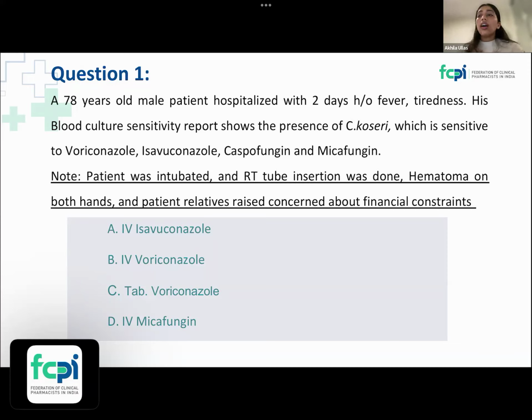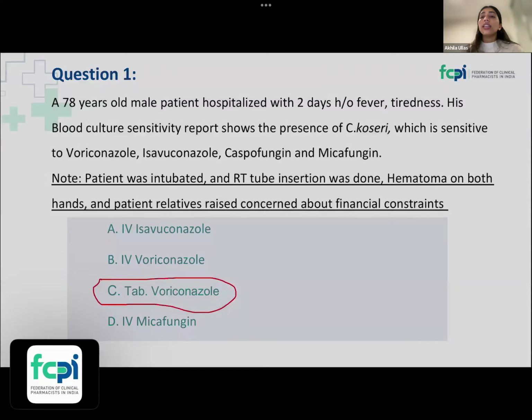So what is the answer? This is tab voriconazole. Why I'm saying you can't give any of the IV formulation is because the patient's party raised a concern, and one thing is there is a hematoma on both hands. IV voriconazole and tab voriconazole have the same bioavailability. They both have more than 95% bioavailability.